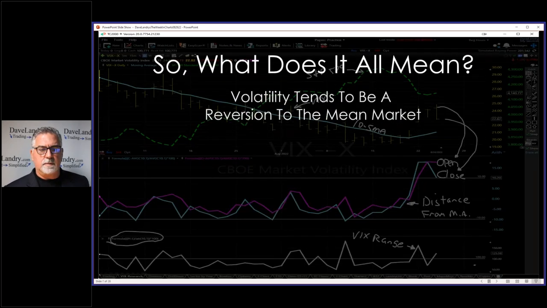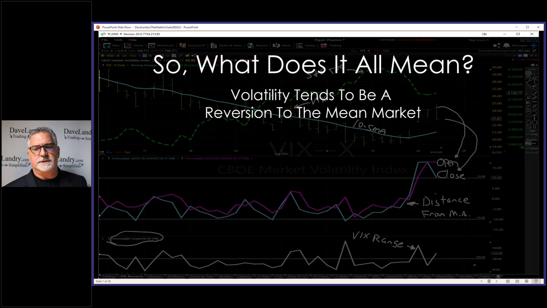Okay, so what does it all mean? Well, volatility tends to be a reversion to the mean market. And what's interesting is I'll see people say, well, the VIX is a cup and handle, or VIX is this, and the VIX is that. And I think to myself, no, you're kind of missing the point. It doesn't work that way. What you're measuring is volatility, and nuances of volatility are that it reverts to its mean. In other words, if it gets stretched to one side, it tends to snap back.